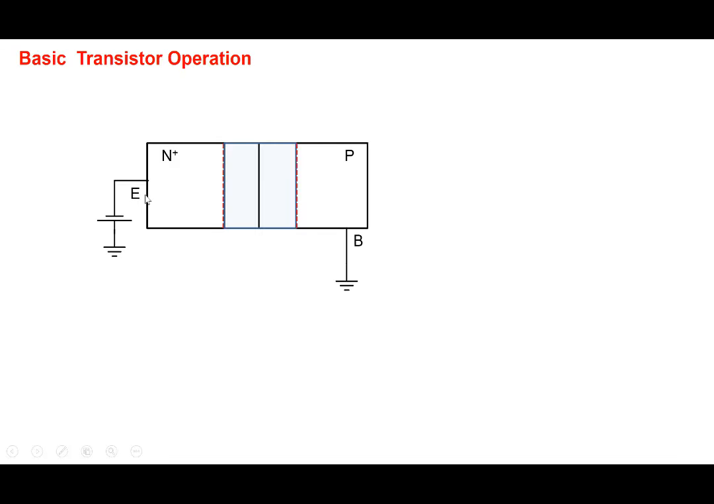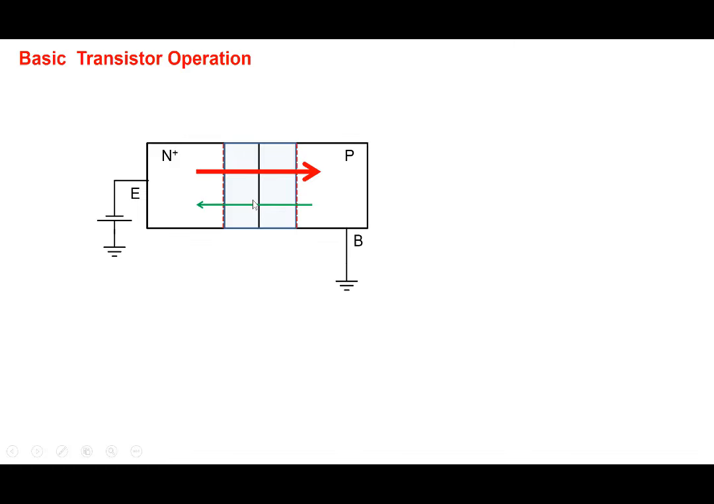And so this is now our emitter, this is our base. And note that we are forward biasing the emitter. So electrons are injected into the base and holes are injected from base into the emitter here. So that's what is happening here.